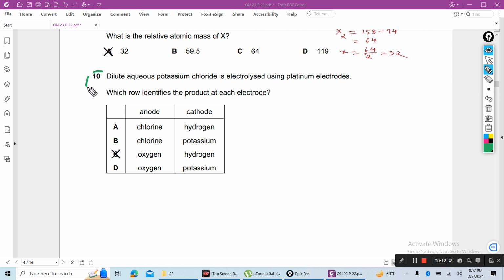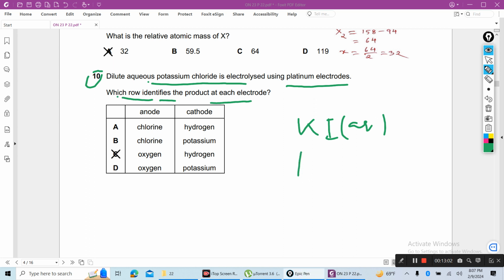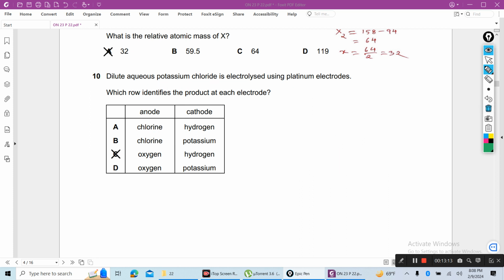Now number 10. Dilute aqueous potassium iodide is electrolyzed using platinum electrodes. Which row identifies the product at each electrode, I mean at the cathode and at the anode? This will be just like the electrolysis of aqueous sodium chloride, the same. At the anode, electrolysis of potassium chloride, aqueous.